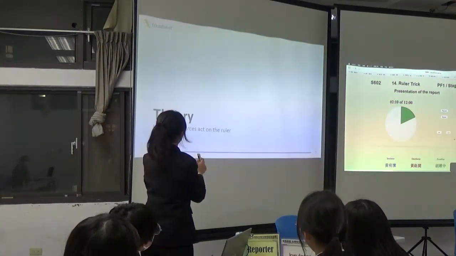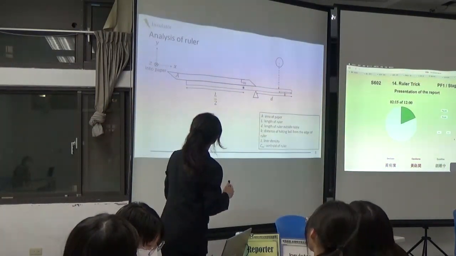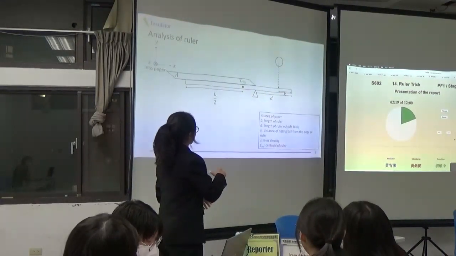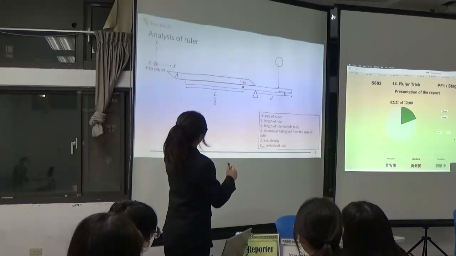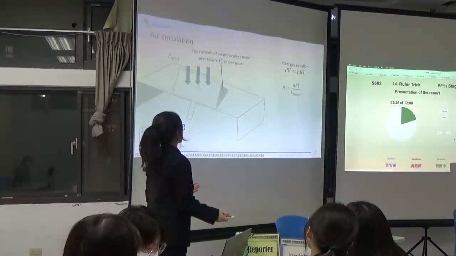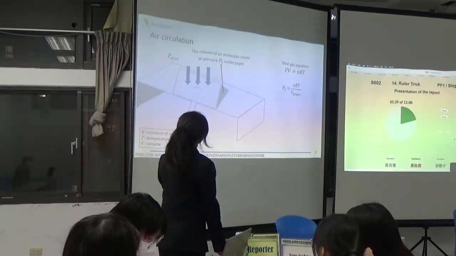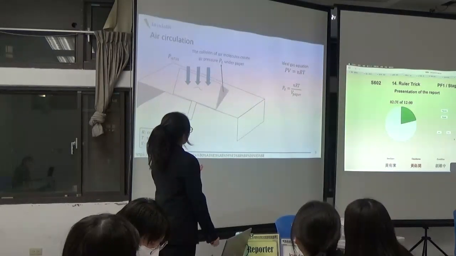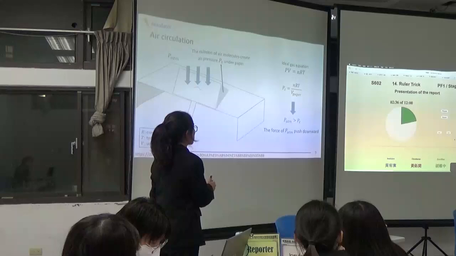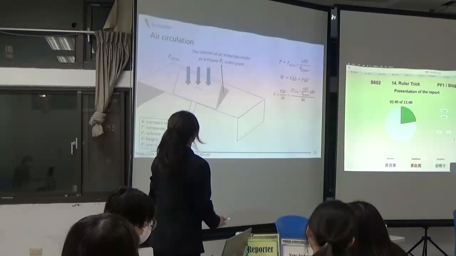Now, how do the forces act on the ruler? You can see the analysis of the ruler. In our picture, the direction is into the paper. First, I'm going to talk about the air circulation. You can see that P_t, the collision of air molecules, creates air pressure under the paper, and P_atm will be bigger than P_t. So the force of P_atm will push downward and make the ruler remain on the table.